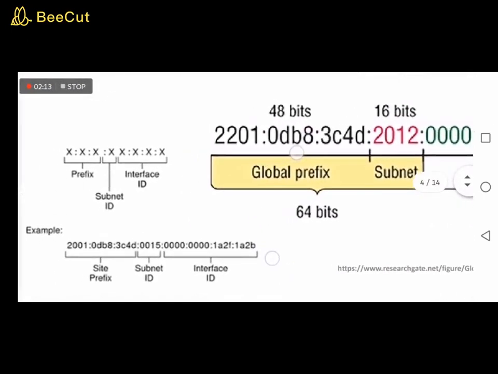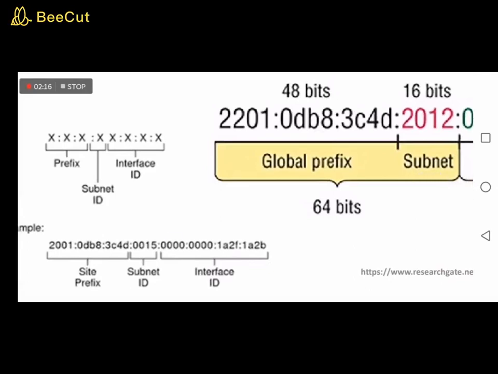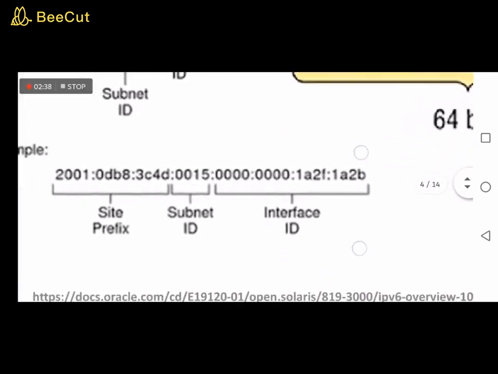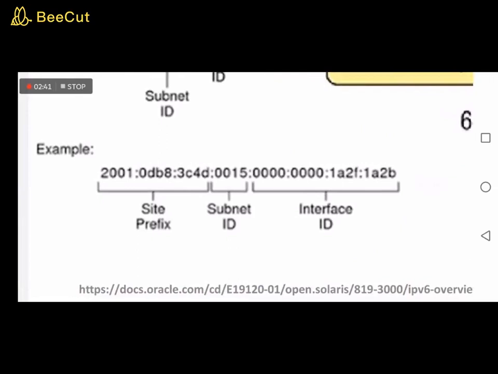The general representation of V6 can be shown here by X's. Each X represents 16 bits. The three X's on the left represent the prefix, followed by the subnet ID, followed by the interface ID. For example, this is a unicast address starting with 2000:001 and ending with the interface ID.